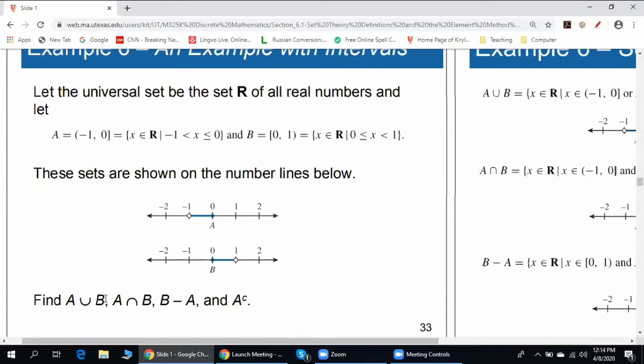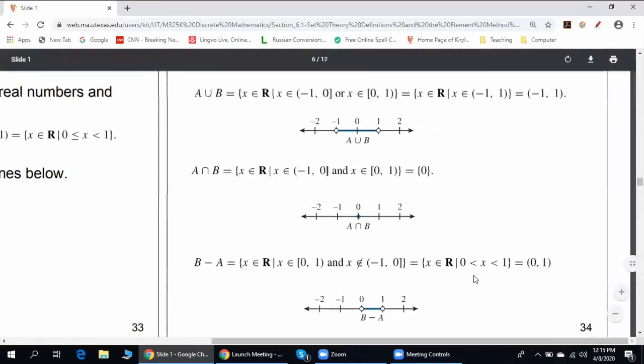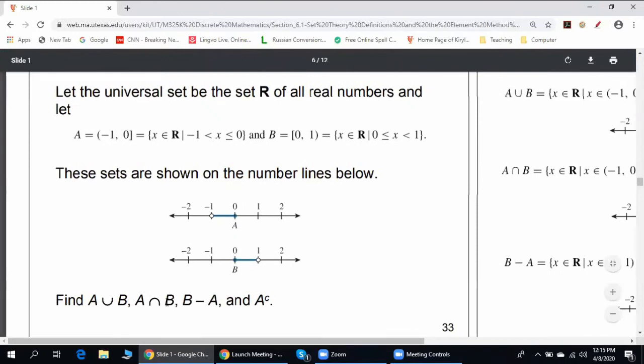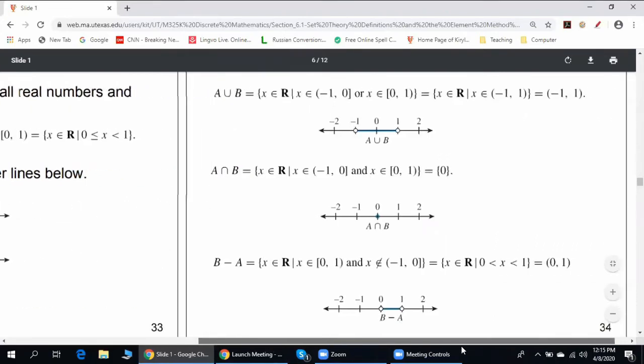Now, what is A union B? We shade everything from -1 to 1. So A union B will be the following interval from -1 to 1, and we exclude -1, we exclude 1. It's exactly what is written here. Now, by intersection, we mean just one point, 0, because there are no other common points. So it's 0.